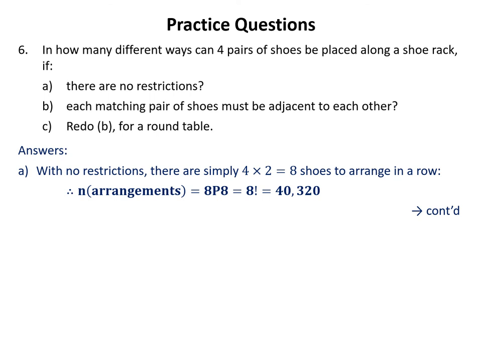Now, if there's no restrictions here, then what we really have are just 4 times 2, because there's 2 shoes in each pair, which equals 8 shoes to simply arrange in a row. And that's just a permutation of 8 objects all taken. In other words, 8P8 or 8 permute 8, which equals 8 factorial, which equals 40,320.